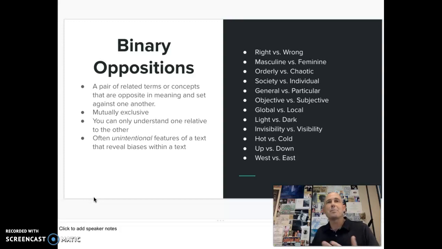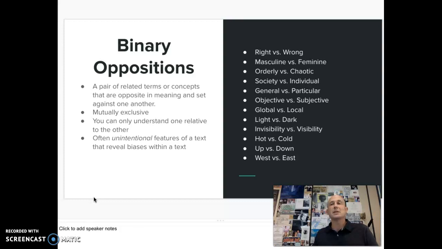So as you can see here, a pair of related terms or concepts that are opposite in meaning and set against one another. So they are necessarily mutually exclusive. You can really only understand one by comparing it to the other. And that's where it shifts into that postmodern world. It's very meta.